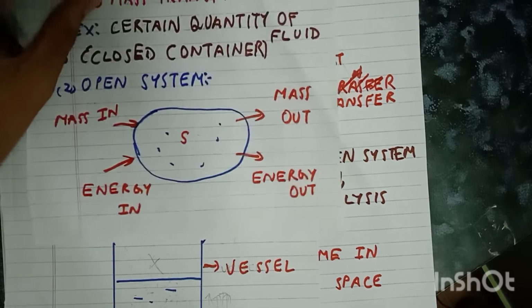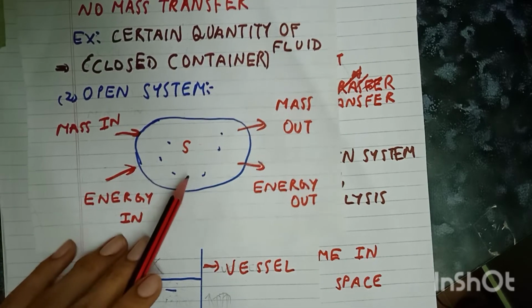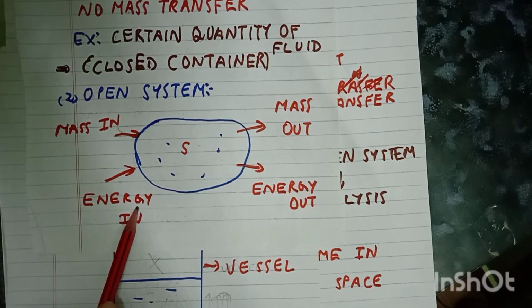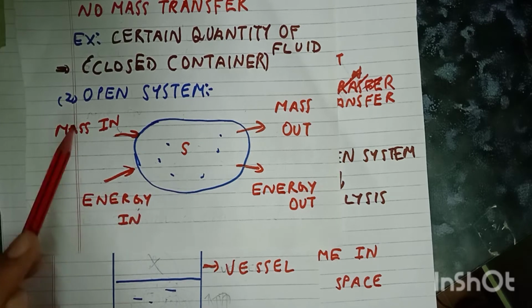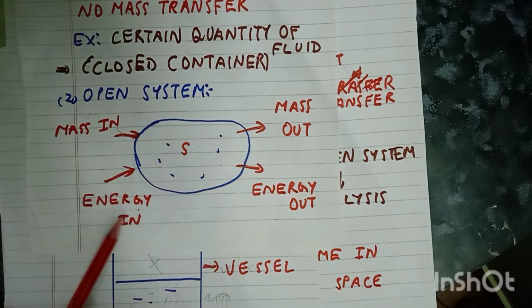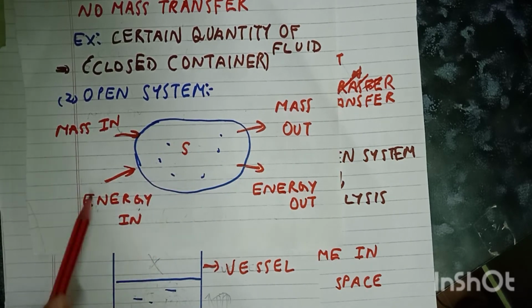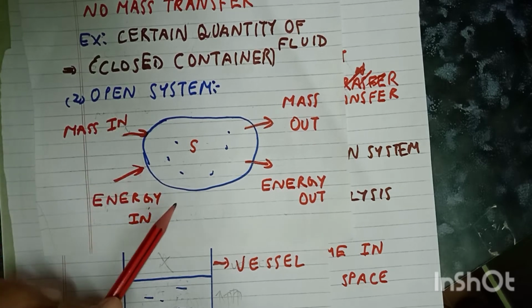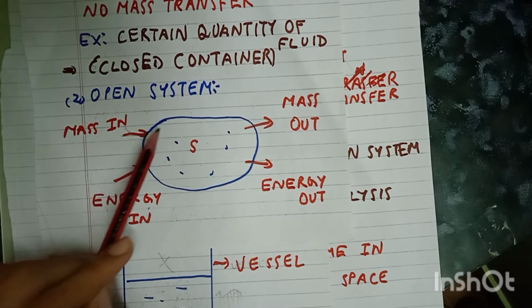So what is an open system? An open system is a system in which both mass transfer and heat transfer can take place. In this, mass moves in and mass moves out. Heat, as I said before, you can also say as energy. So energy can move in and energy moves out. So in this, both mass transfer and heat transfer take place. This is the example of an open system.